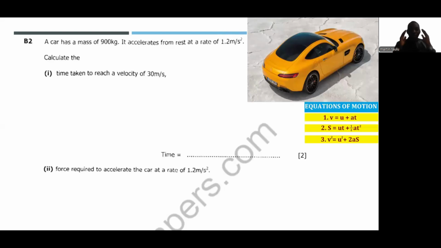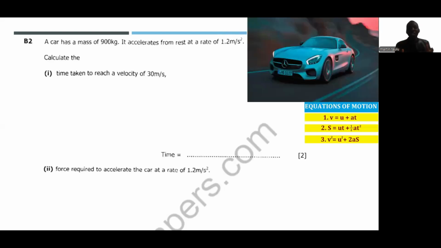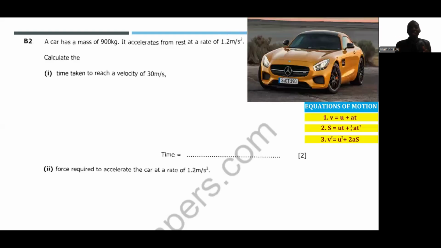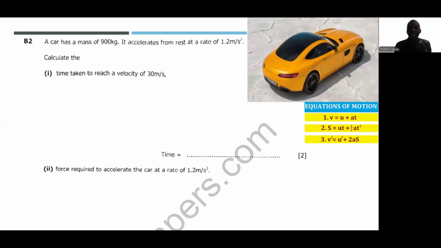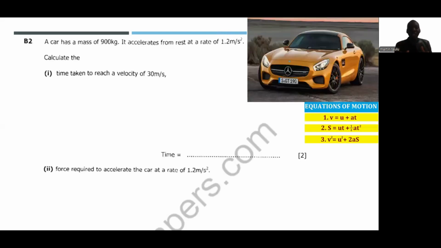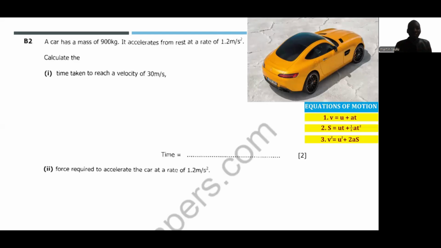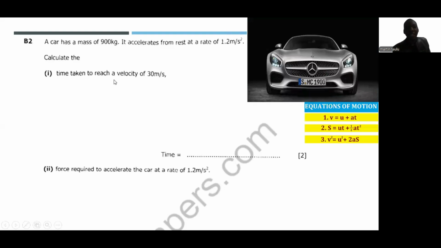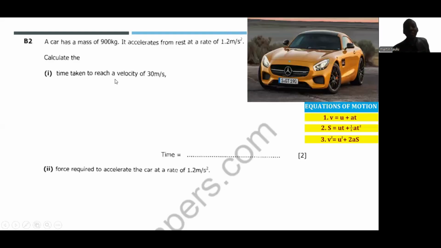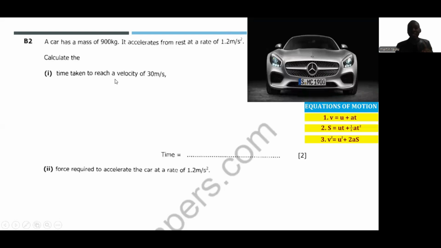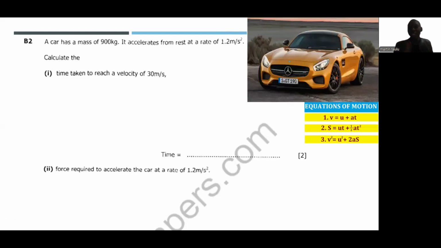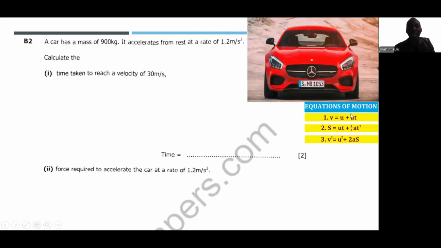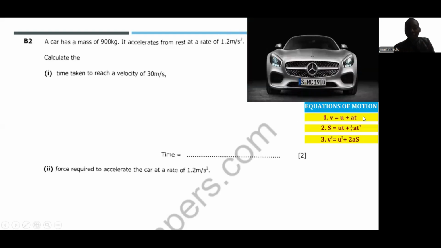So if you know these equations of motion, you can pick any of the formulas that are suitable for that question, and then you will be able to answer all the questions under linear motion. Okay, so here we go. Calculate the time taken to reach a velocity of 30 meters per second. So the formula that you can use here to find the time taken is the first equation of motion.